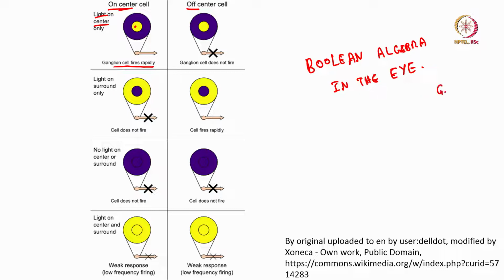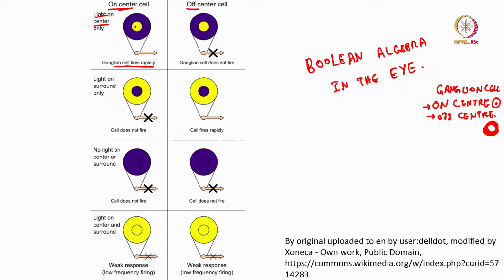So, ganglion cell on center, off center. On center means light is in the center, off center is light is in the periphery. That sort of reflects the idea which is over here. So, we come back to this discussion. On center cell, light on in the center only, ganglion cell fires rapidly.